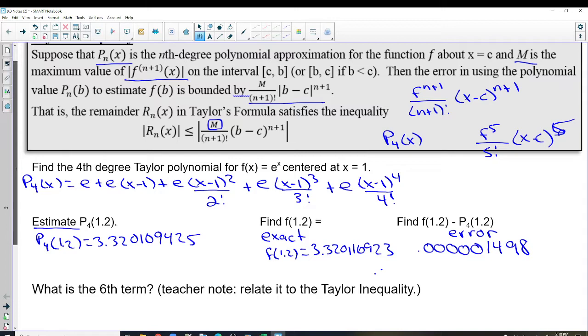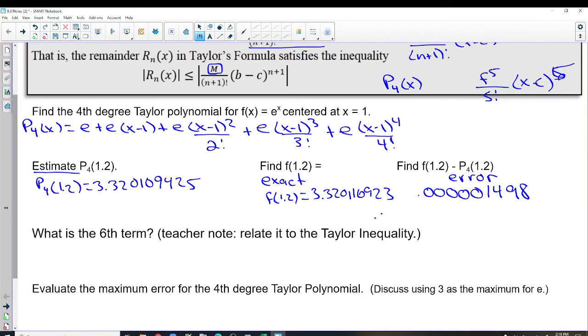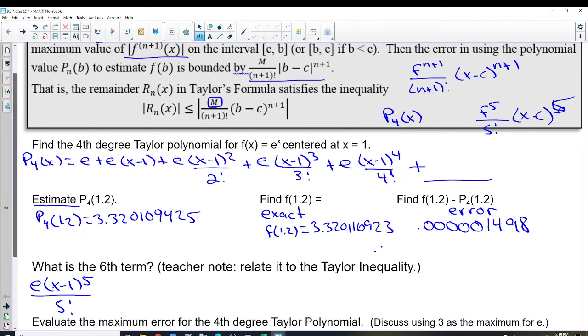The question I ask is, what is the 6th term? In other words, the 5th degree. So in other words, what would I add right there? What is the 6th term? The 6th term would be e, x minus 1 to the 5th over 5 factorial. So if n is here, our remainder of fourth degree is less than or equal to the maximum derivative divided by 5 factorial and then x minus c to the 5th power. That's the next term. That's the first omitted term, we say.